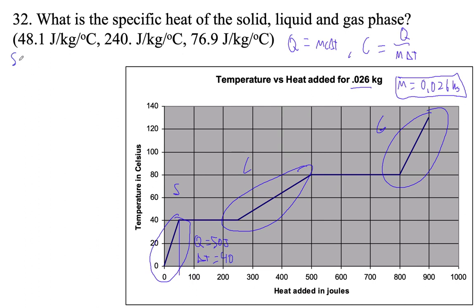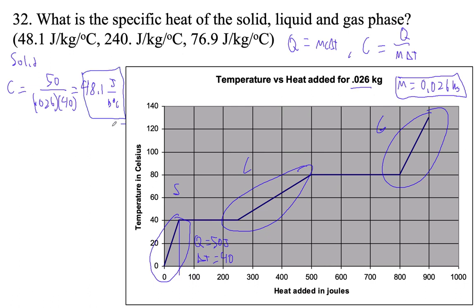So for the solid, C is equal to 50 joules. So it's Q over M delta T, right? M is 0.026, and our delta T is 40. So what is that? 50 divided by 0.026 divided by 40. That's 48.076. And that's joules per kilogram degrees Celsius.